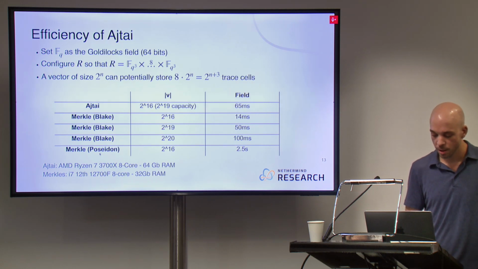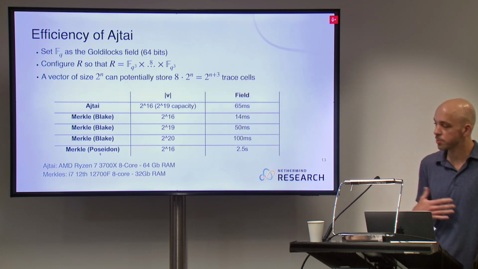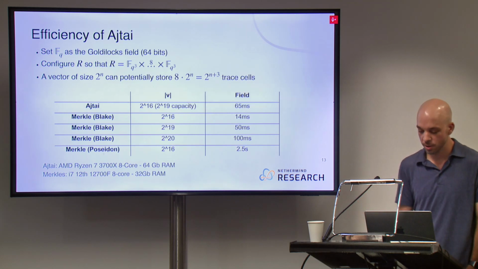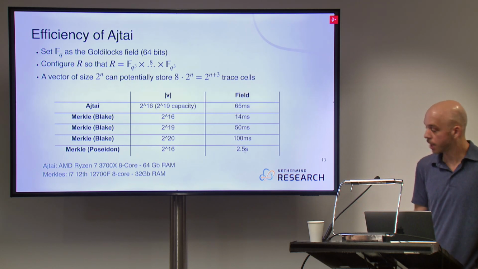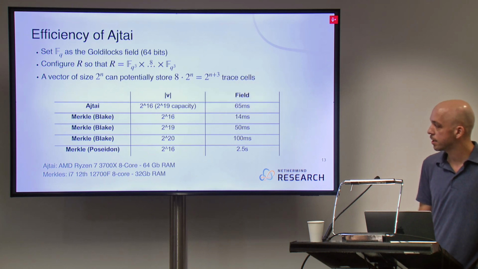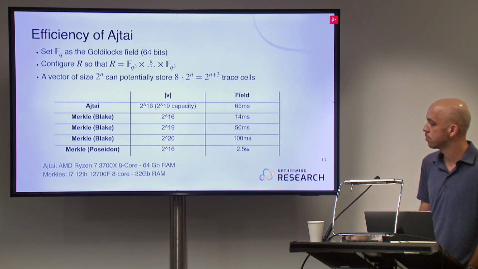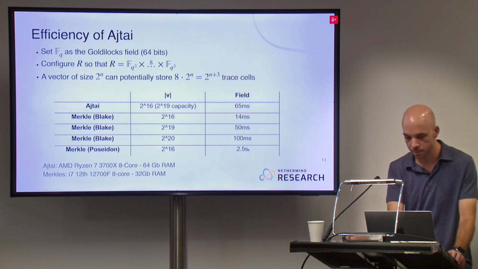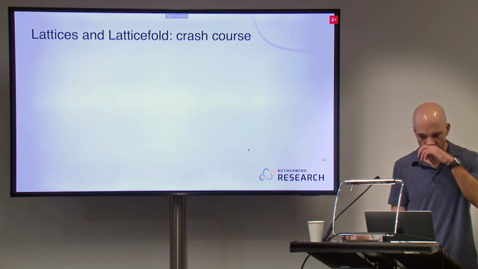tree commitment. If you have algebraic hashes, which you might need if you are doing recursion, then the times are much worse. Already at 2^16, you have 2.5 seconds commitment cost with a Poseidon Merkle tree.